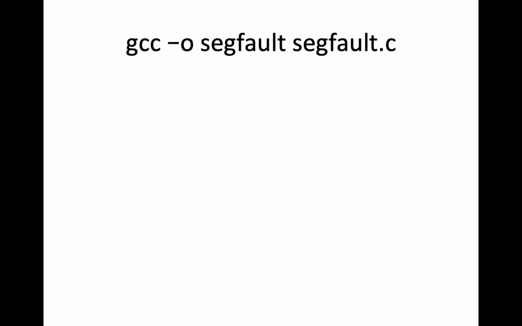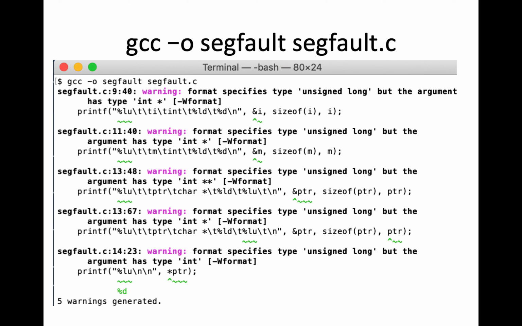Let's compile the code. I use GCC with the following arguments. If you are using another compiler, just use what you're accustomed to. You might get the following warnings. It is just saying that it doesn't like that we are using %lu for displaying memory addresses. But for our purposes, this is actually fine. So let's run our program.